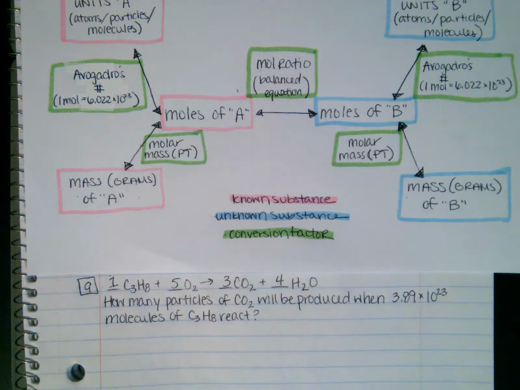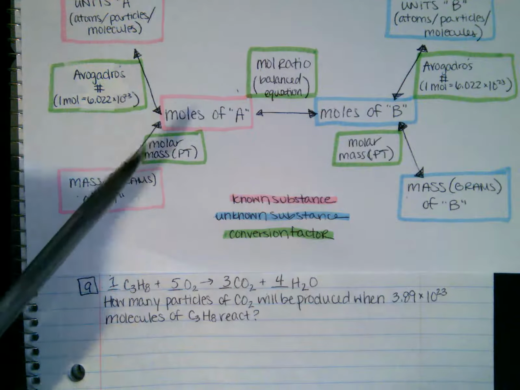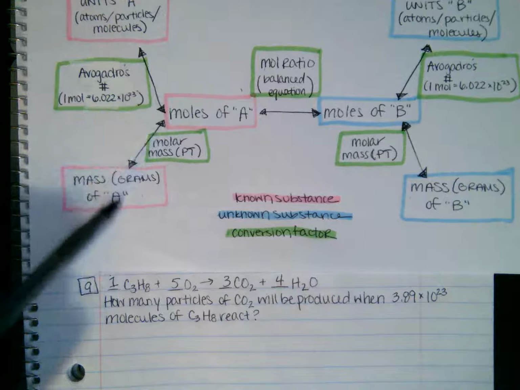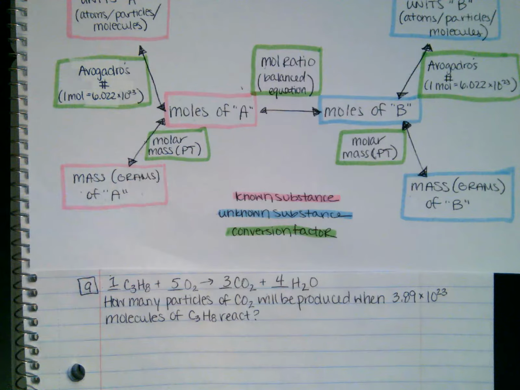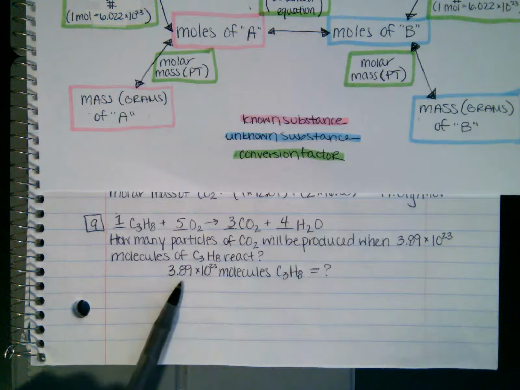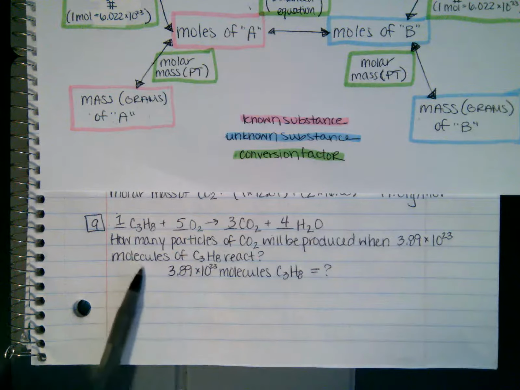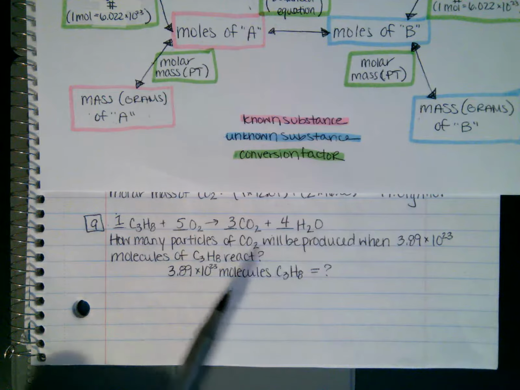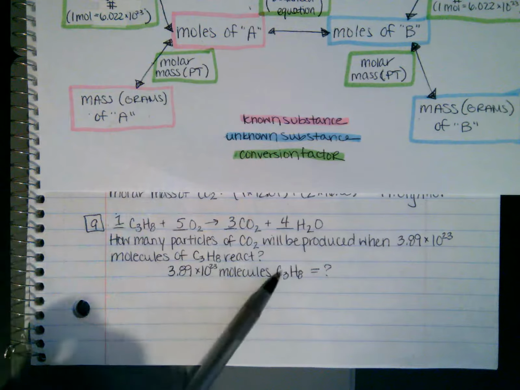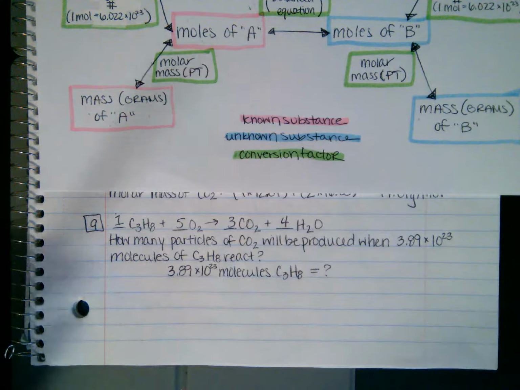So what do we know? What's our compound that we know about? And which of our 3 possible ways of quantifying that substance do we have info about? Pause the video and see if you can figure that out based on this question. You should be able to recognize that we're starting out with 3.89 times 10 to the 23rd molecules of propane. So our known substance is propane, and we have information about the molecules.